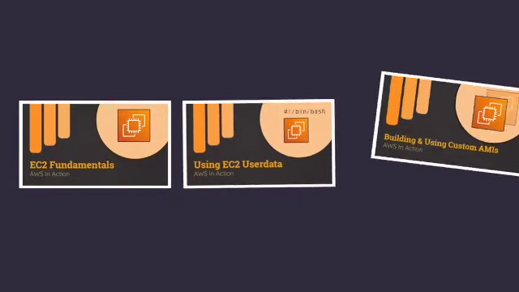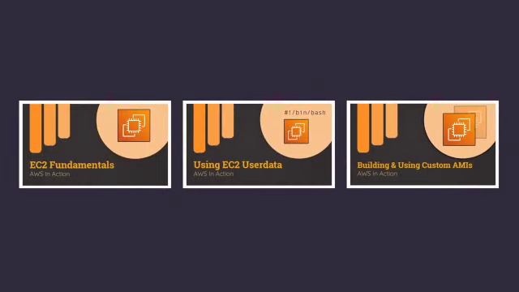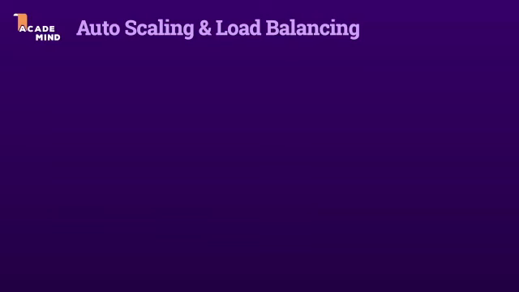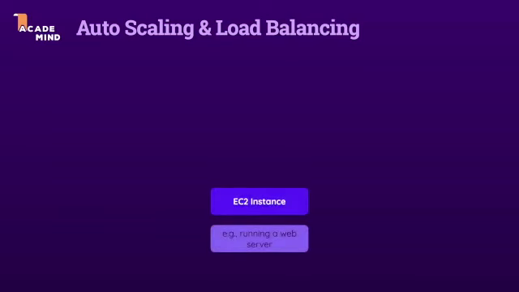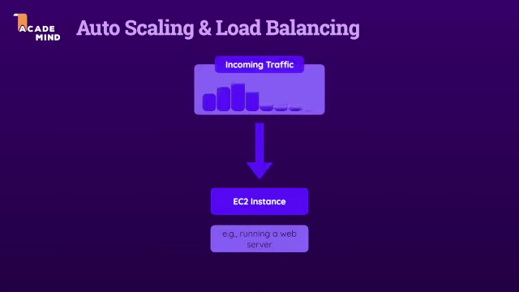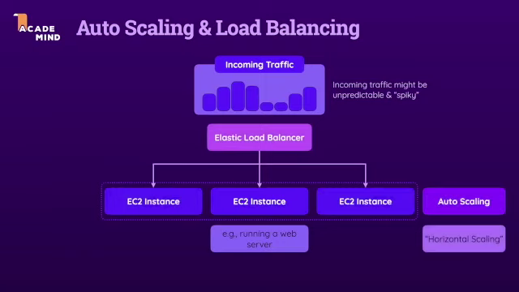I got a couple of videos where we launch EC2 instances to then run a web server on top of them. In this video here, we're going to dive into autoscaling, EC2 instance autoscaling, and how we can use load balancers to distribute incoming traffic across multiple running EC2 instances.